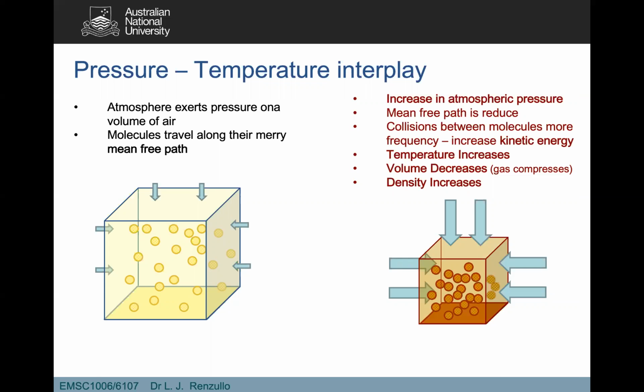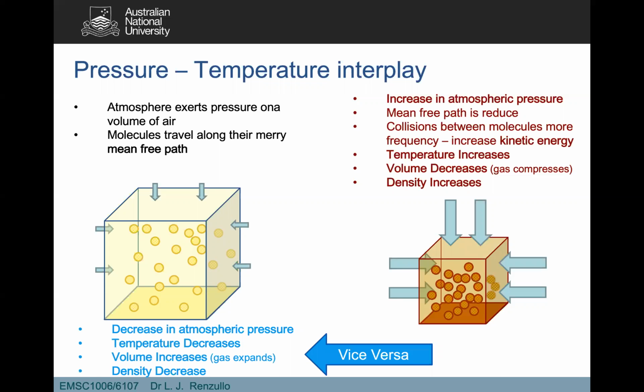The increase in pressure also results in a decrease in volume, and the decrease in volume with the mass staying the same means the density has increased. We'll cover this a bit later on too. But the opposite also works here. So if we consider a decrease in atmospheric pressure, that means the molecules have more space to move around before they collide into each other. Energy decreases, so the temperature decreases, the volume of the gas increases, the gas expands, and the density decreases.